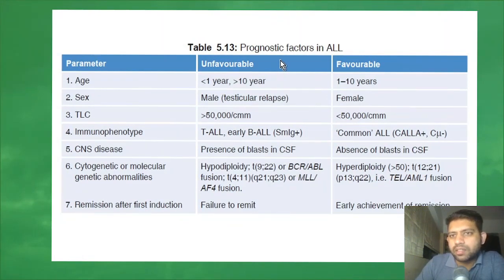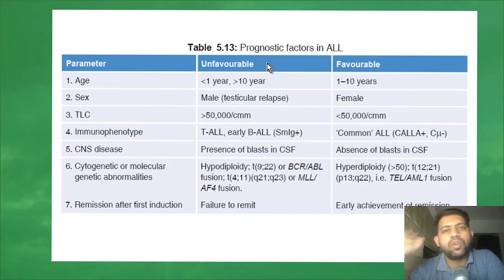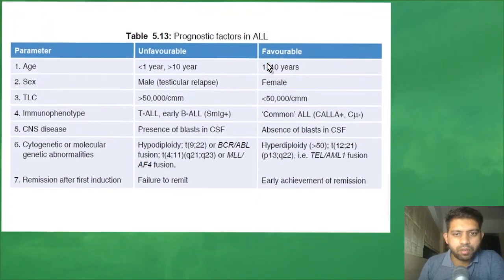Now, prognostic factors in ALL. A broad overview would be that ALL is worse in the very young and very old, that is, very young children and children more than 10 years old. Males have an unfavorable prognosis because of testicular involvement, and if the total count is very high, or there is hypodiploidy, or if it's not responding to treatment, obviously.